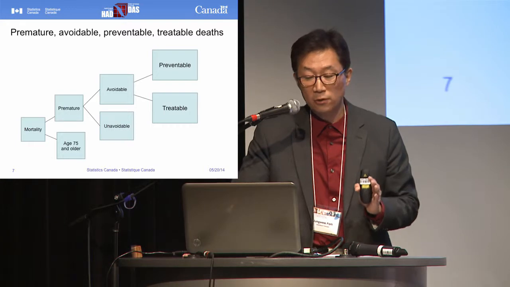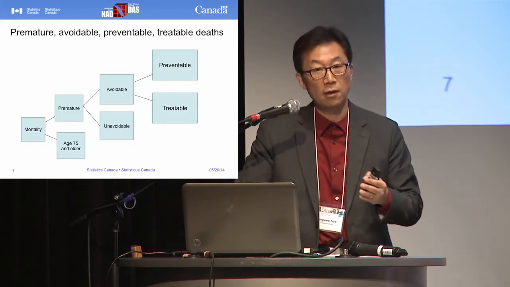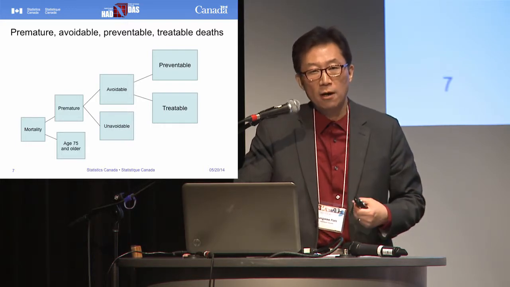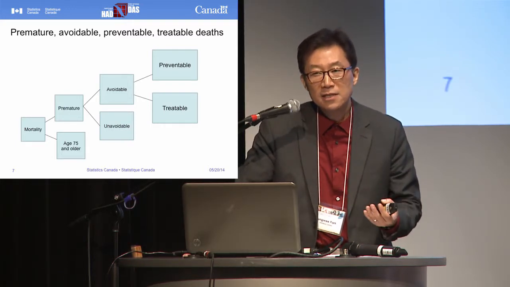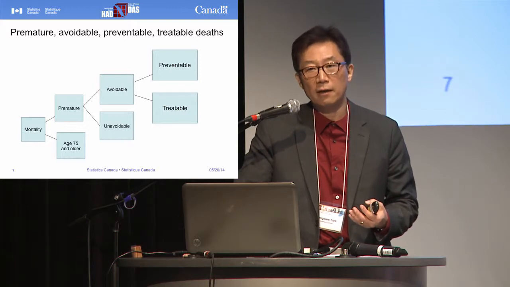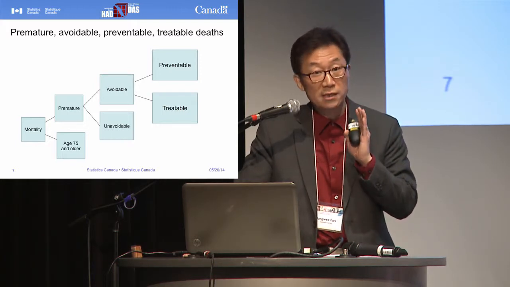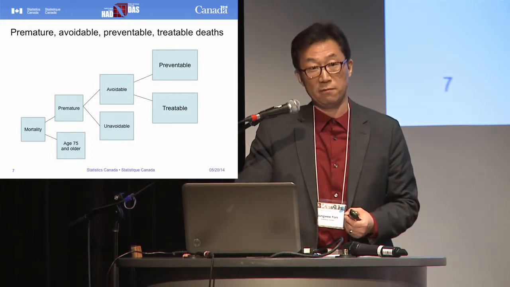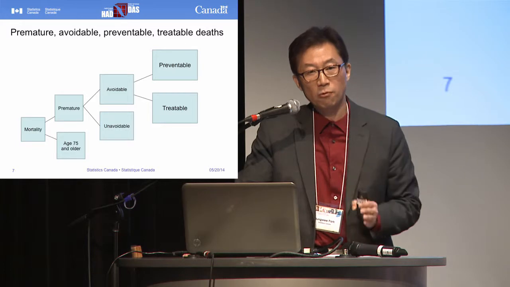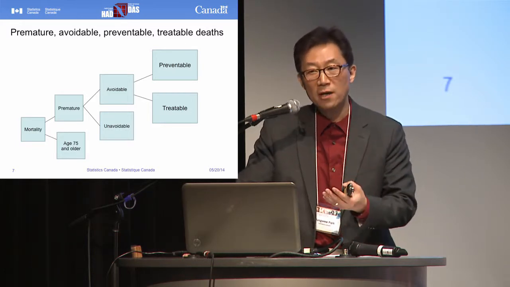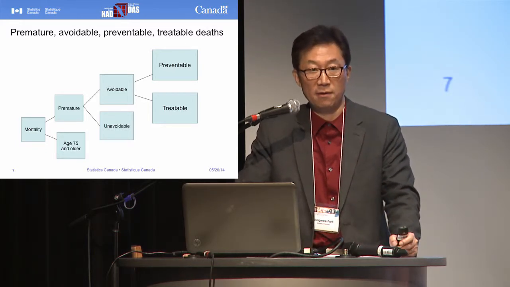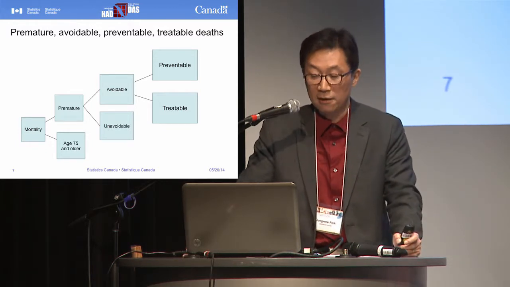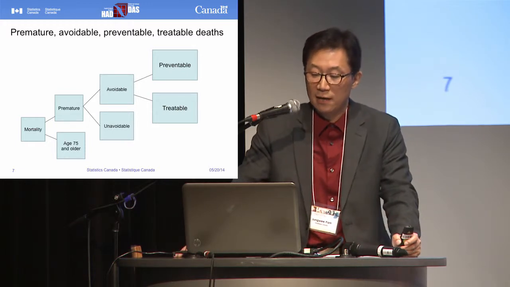And under the mortality, we have premature death and death after age 75. So in Canadian society, everyone is expected to live more than 75 years. Some individuals die before age 75, that is premature death. And if people die after age 75, that's not premature death, that's a death after age 75.